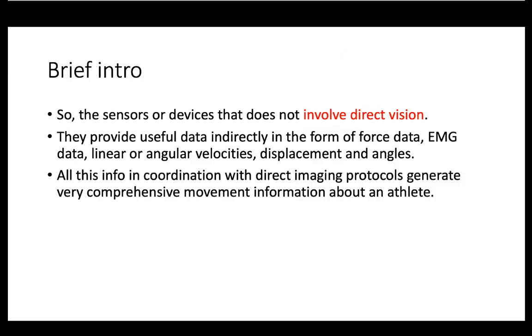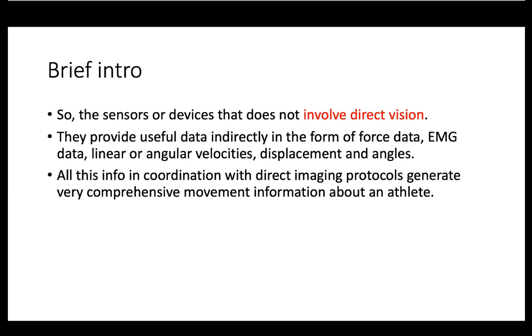Now, a brief introduction of non-cinematography techniques. So what are they? These devices involve use of sensors which do not involve direct vision. They do not use cameras. So how do we get that information? They provide very useful data indirectly by using sensors other than vision sensors. So these sensors give what information? They give us information about force, kinetic data, angular velocity, kinematic data also can be there. All these data, linear velocity, angular velocity, rotation, angles, we get by these techniques, but we are not using cameras in this technique. So that is the difference.